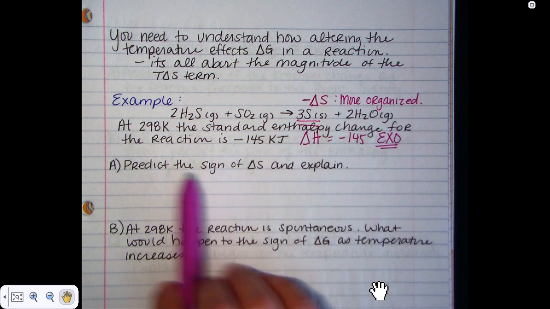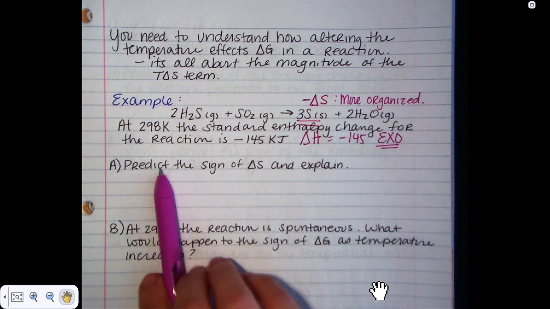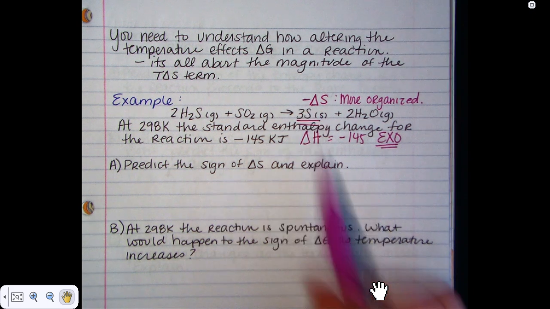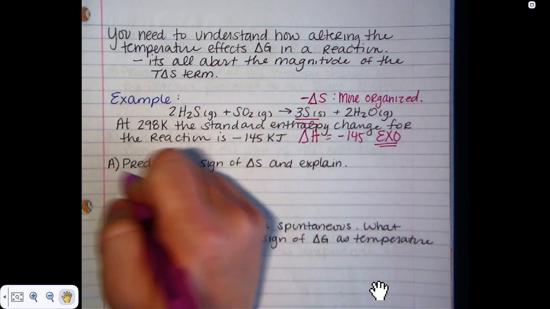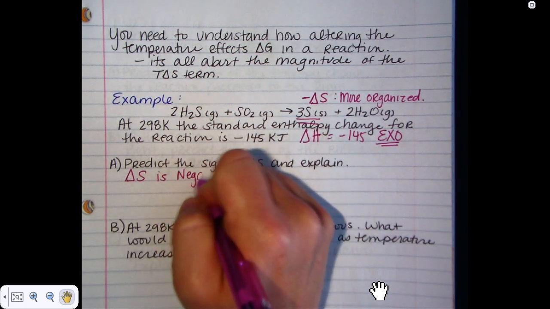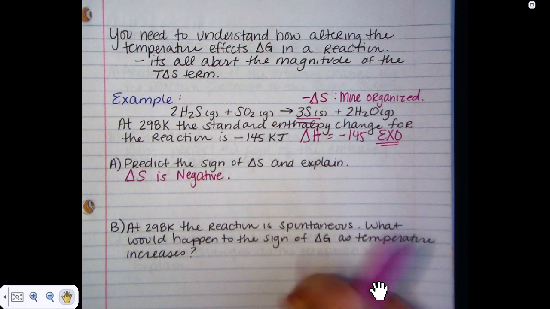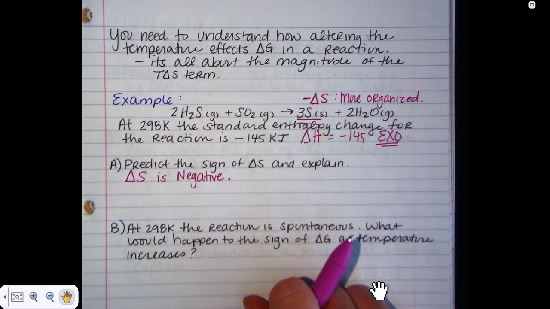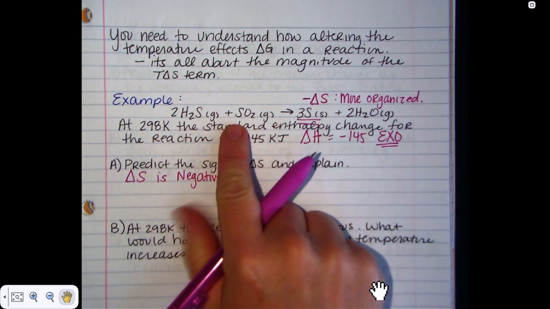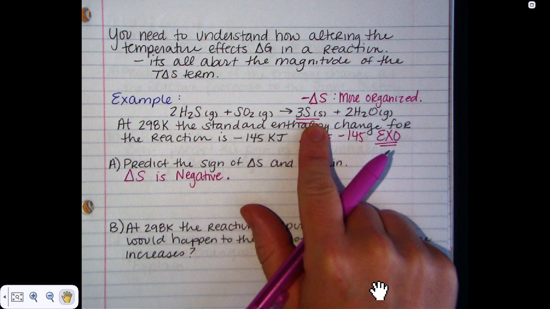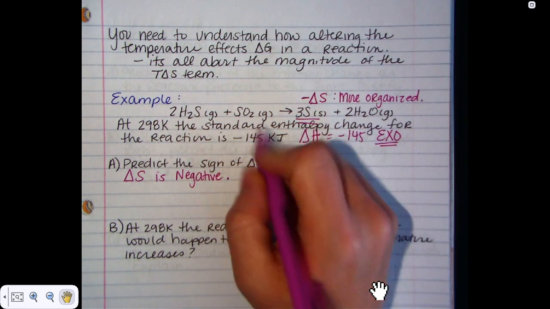So the first thing I want to do is answer the sign of delta S part of the question. We already said it's negative. So I'm going to just come out and say delta S is negative, period. Now the explain part comes in. So what happens? The reaction is going from a very spread out state to a condensed state. So I'm just going to describe that.